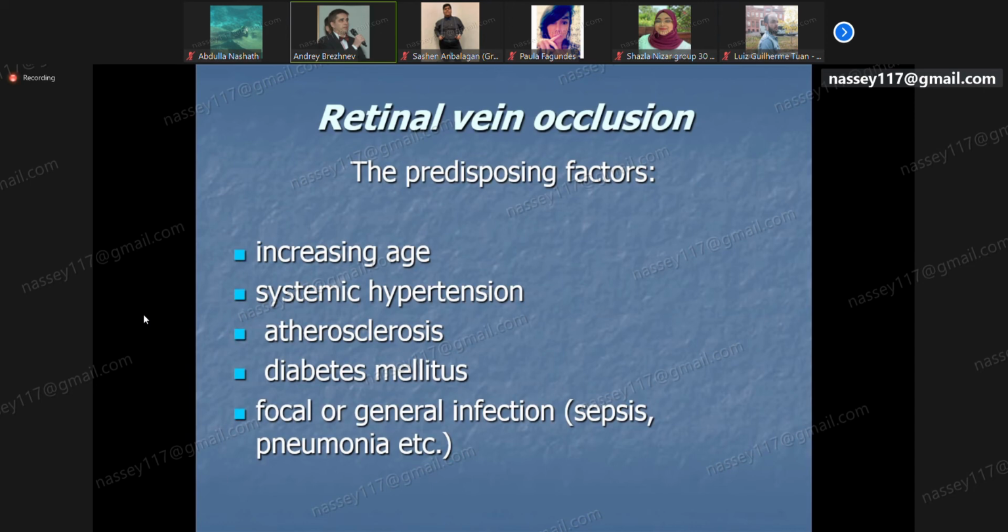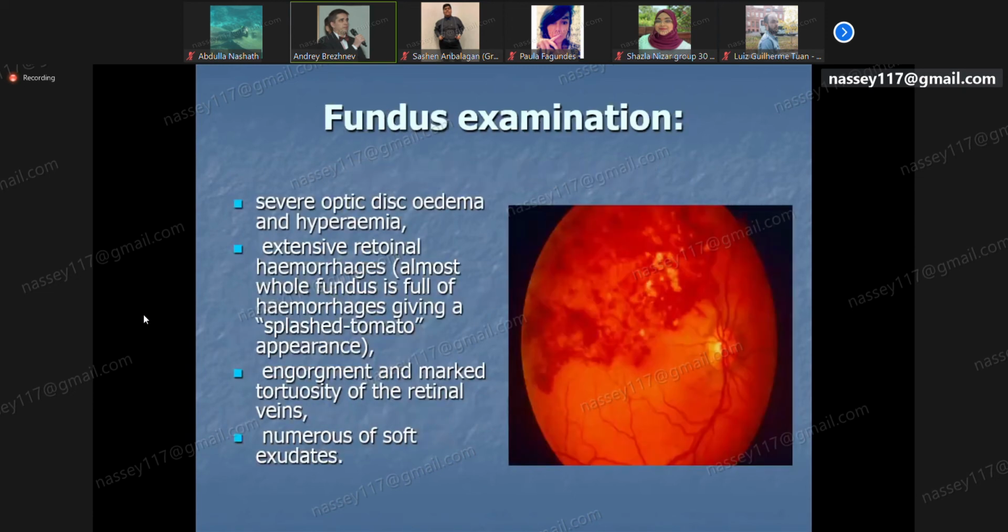It refers to sudden complete occlusion of central retinal vein. It's characterized by marked sudden visual loss. Fundus examination reveals severe optic disc edema and hyperemia. Extensive retinal hemorrhages, you see them in this photo of the patient with retinal vein occlusion, one of the branches, superior branch of the retinal vein occlusion.